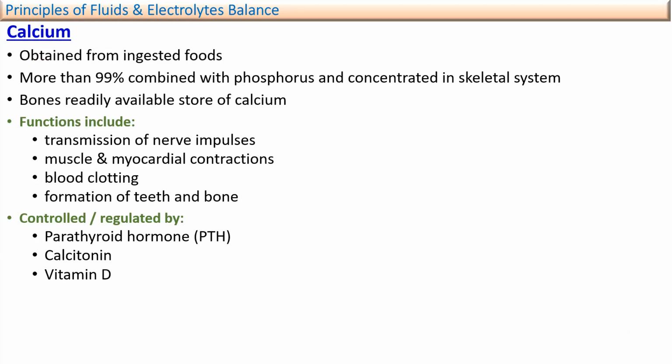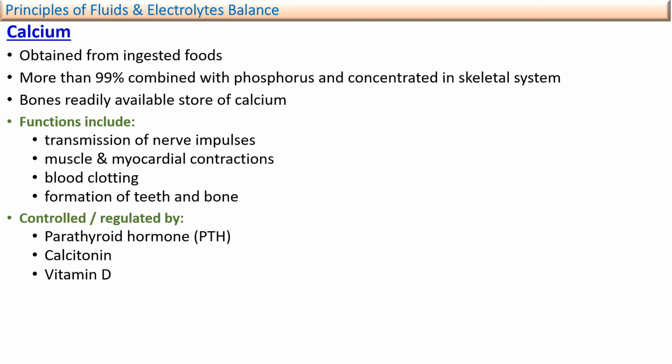Calcium is mostly obtained from ingested foods. More than 99% is combined with phosphorus and concentrated in the skeletal system, in the bones and teeth. The bones are a readily available store of calcium. Now, in a process called calcium resorption, calcium is pulled out of the bones, which is when the calcium leaves the bone. That's due to the effect of PTH hormone, and we'll explain in the upcoming slides how the PTH hormone functions to maintain the calcium level.